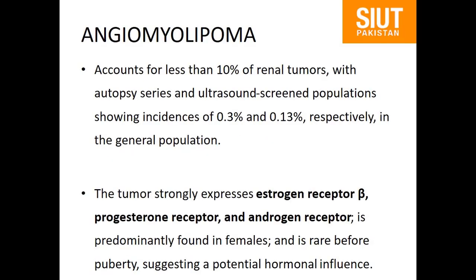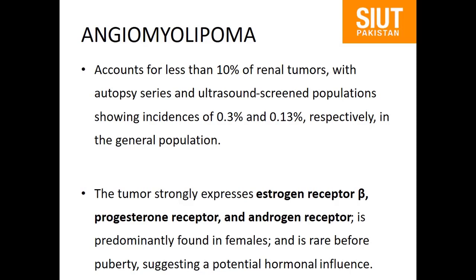Another important one is angiomyolipoma. I will be giving a brief description here. We will be discussing angiomyolipoma in upcoming lectures. It accounts for less than 10% of renal tumors, with autopsy series showing around 0.3%, and the ultrasound screening population being 0.13%. So it is something rare in the general population.